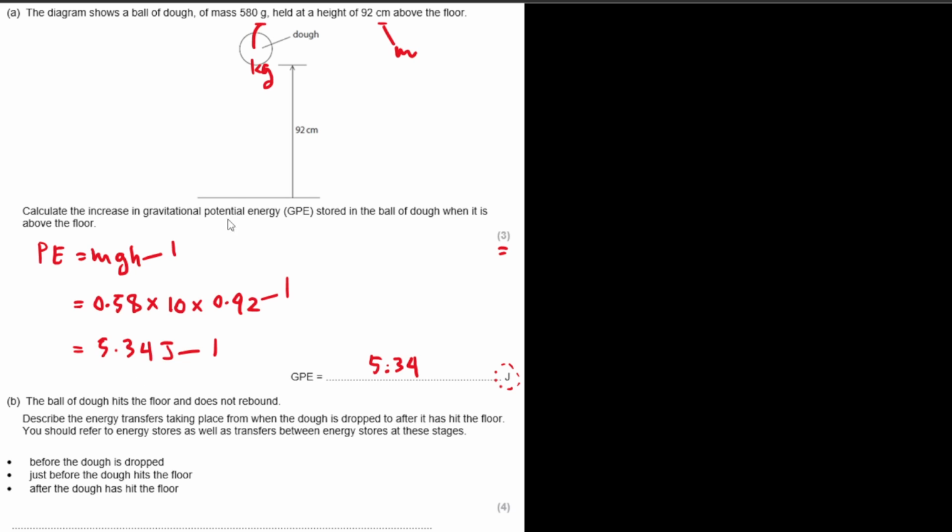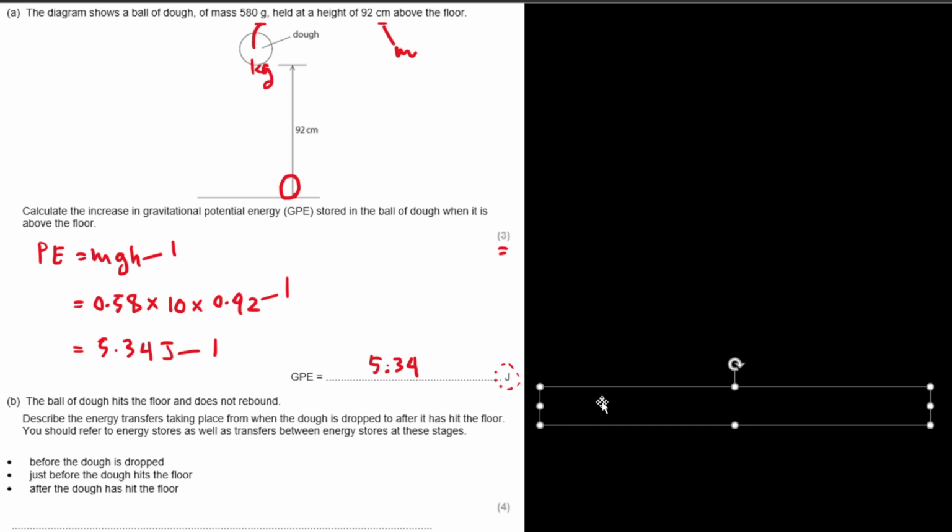So the ball of dough hits the floor and it doesn't rebound, meaning that when it hits, it just stops right there. Describe the energy transfers taking place after it has hit the floor. You should refer to energy stores as well as energy transfer. So before the dough is dropped, it is above the ground at 92 centimeters.